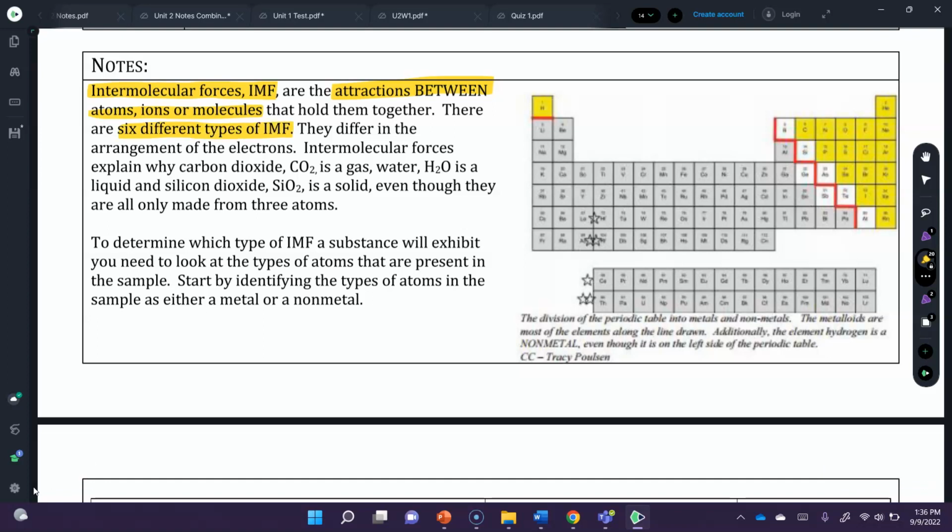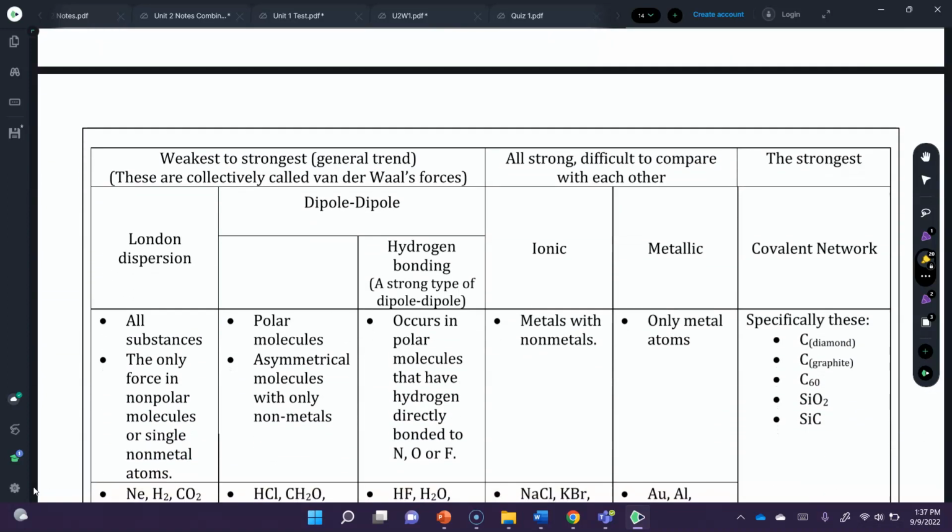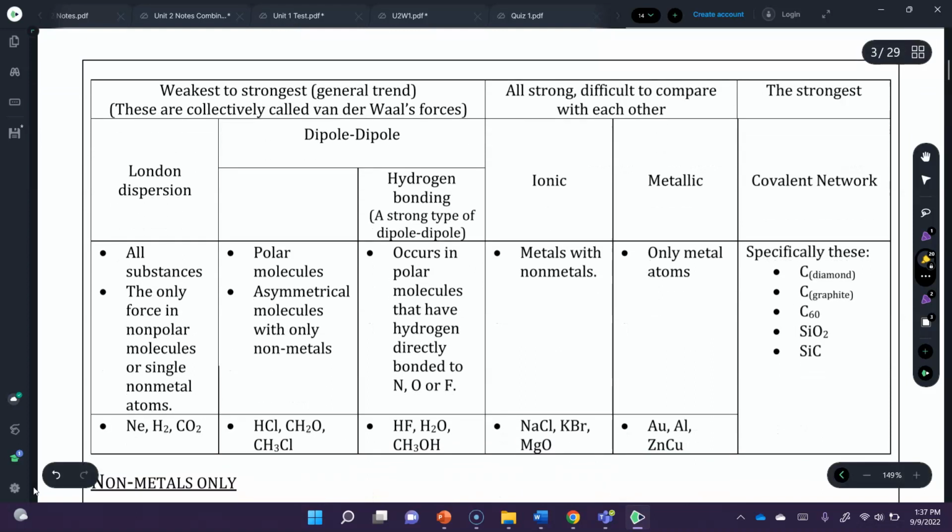They differ in arrangement of the electrons. Intermolecular forces can explain why carbon dioxide is a gas, water is a liquid, and silicon dioxide is a solid, even though they are all made from only 3 atoms. To determine which type of intermolecular force a substance will exhibit, you need to look at the types of atoms that are present in the sample. Start by identifying the types of atoms in the sample as either a metal or non-metal. And so we have this table to help us do this.